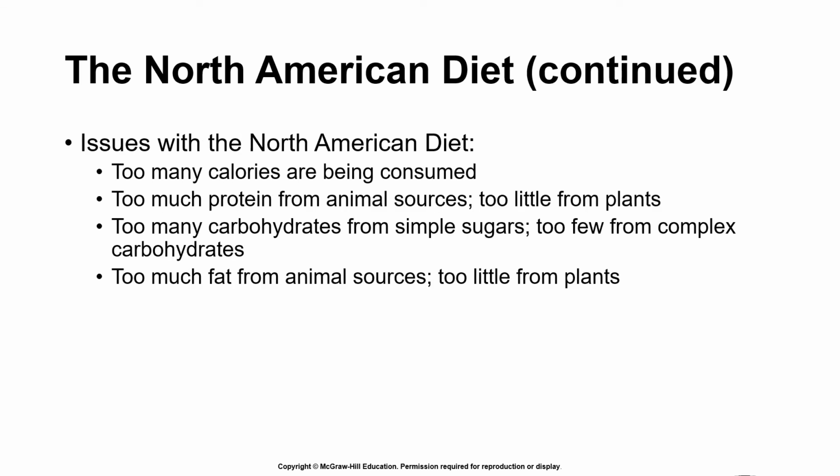Too many calories are being consumed. We know that overweight and obesity are increasing quite rapidly. We probably get too much protein from animal sources. Most people in the US would benefit by getting more protein from plant sources. And this is not to suggest that the entire population needs to become vegetarian, but there would be many health benefits to a few more meatless meals and plant-based proteins being consumed.